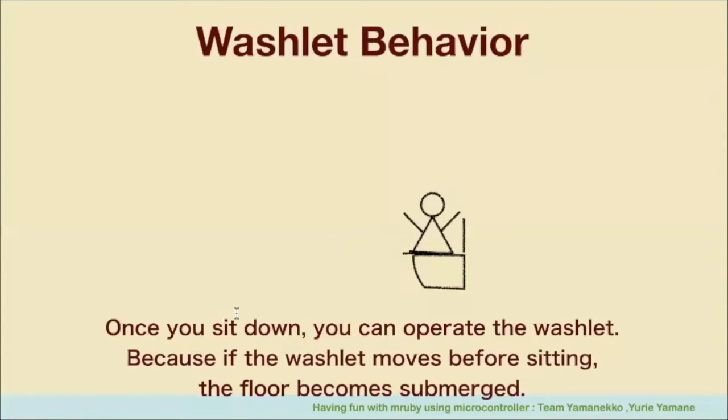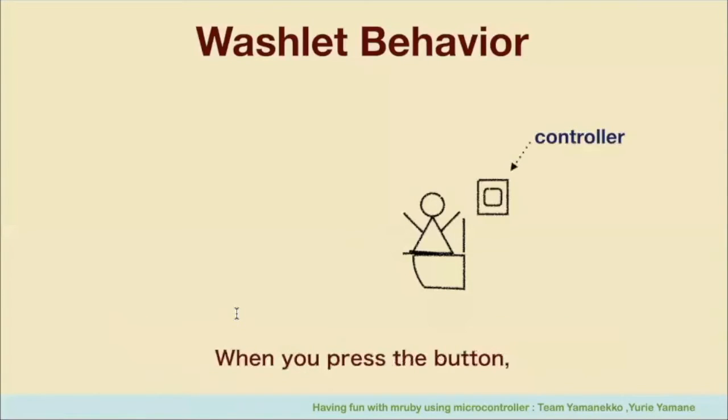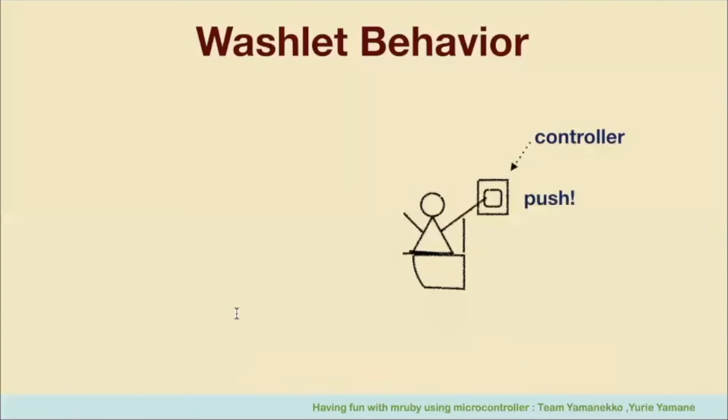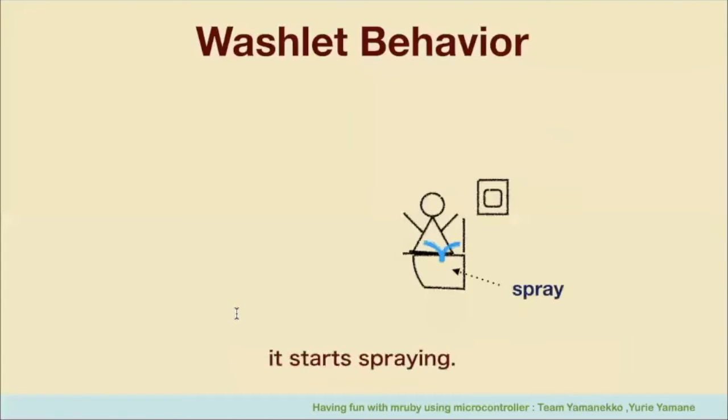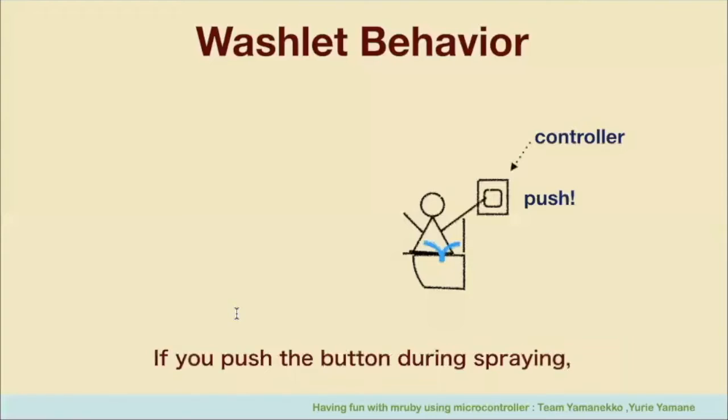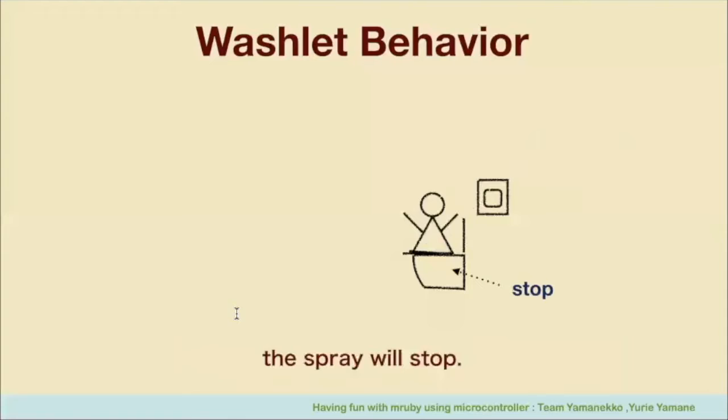Once you sit down, you can operate the washlet, because if the washlet moves before sitting, the floor becomes submerged. When you press the button, it starts spraying. If you push the button during spraying, the spray will stop.